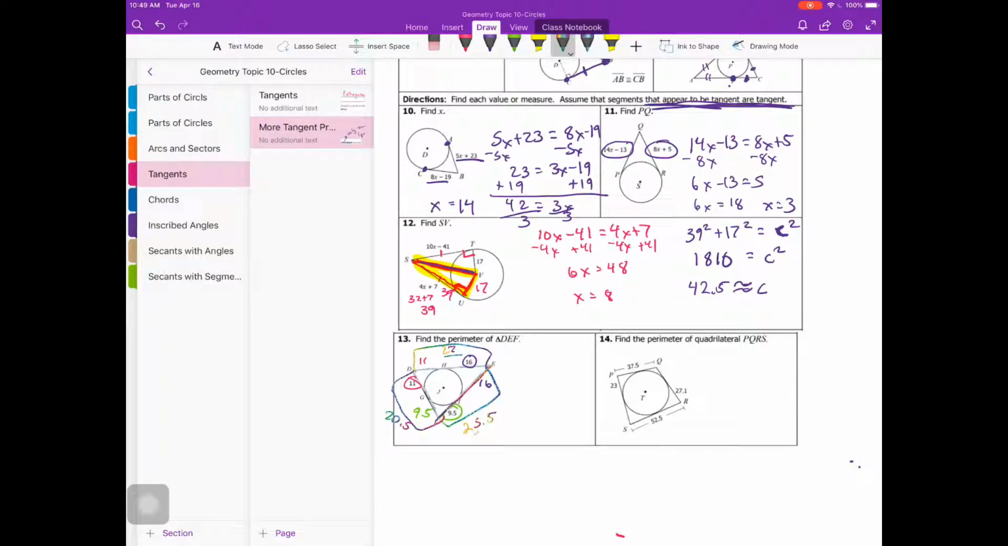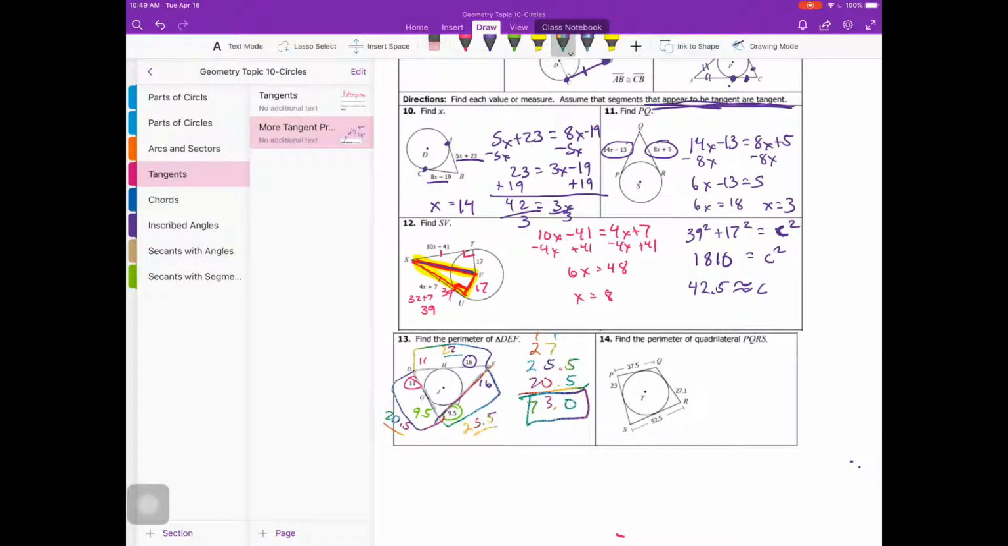And then we're going to add all of our rainbow colors together here. So 27 plus 25.5 plus 20.5 is 73. So our perimeter is 73.